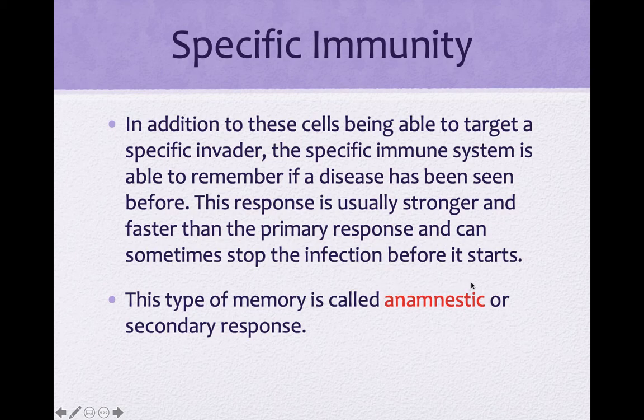So if the body ever sees smallpox again, it could be 30 years later. You're not going to have any antibodies floating around in your body to help fight the infection, but your body will be able to make them rather quickly, as opposed to having never seen that organism before, and you have to make them from the very get-go.